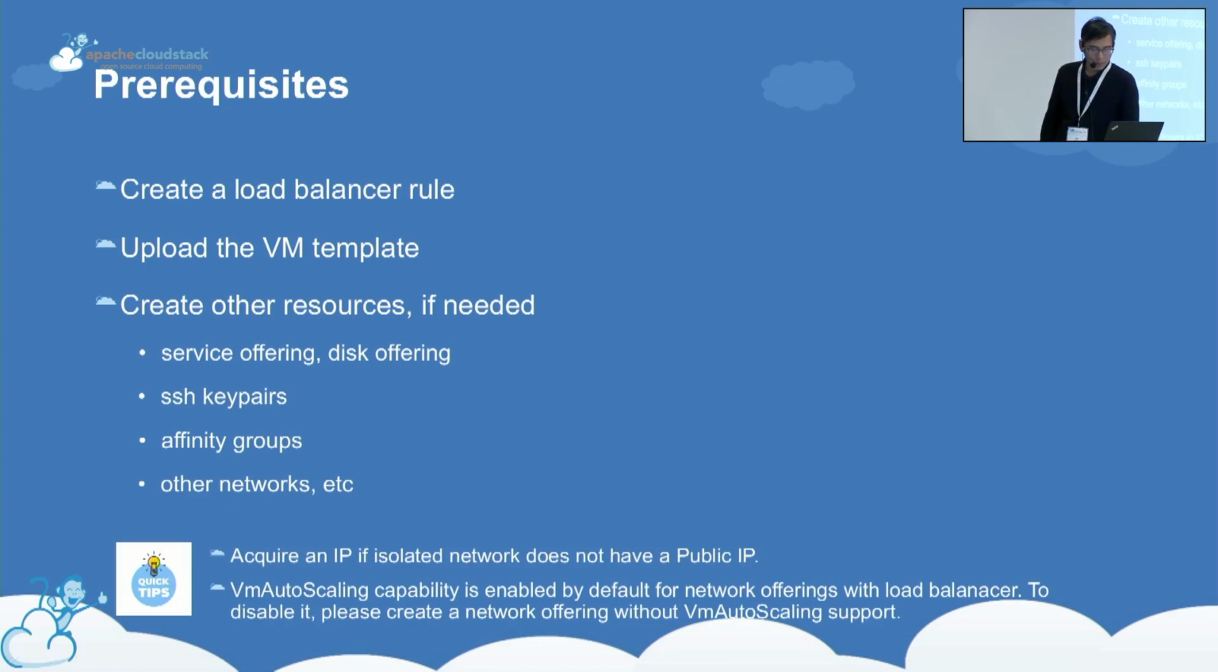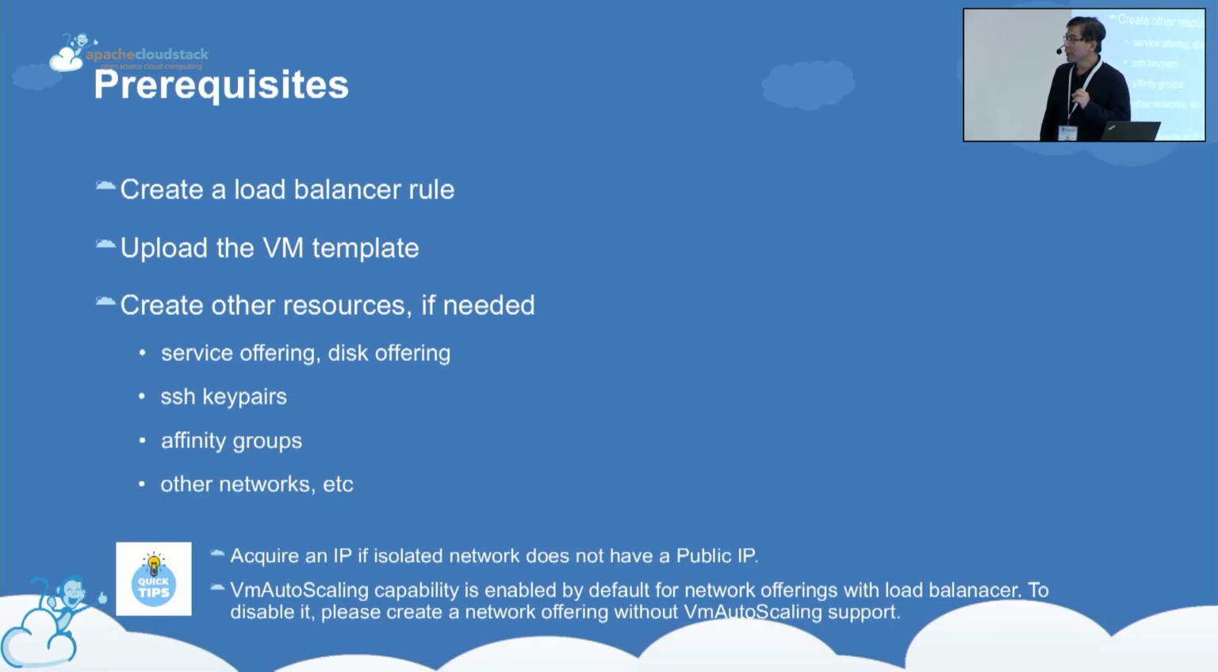We had some issues when we create a new ISO network. It doesn't have a public IP if there's no VM running. So in that case, we can acquire a new public IP, and it will act as the source NAT IP of the network, and we can create load balancer on it.